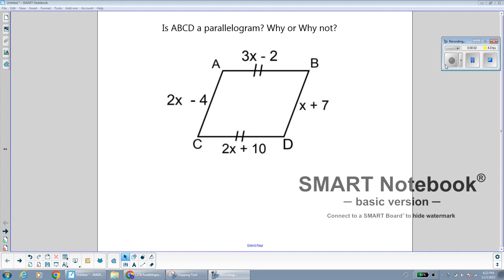Hi everyone, in this video we are going to talk about the parallelogram properties and ways to prove that quadrilaterals are parallelograms, like you saw in class this past week. So the first question we have here is: is ABCD a parallelogram?